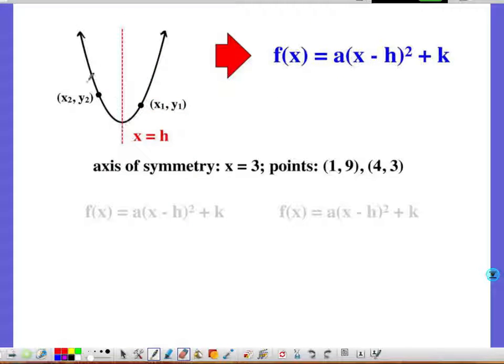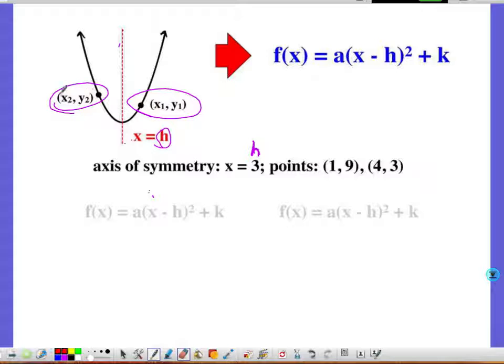Now, what if, for example, it does not give us the vertex, instead it gives us 2 points on the parabola, and it gives us the axis of symmetry. Now remember, the axis of symmetry actually tells us what h is. So how do we find the vertex form of the quadratic function if we just have 2 points and h, which we get from the axis of symmetry? So let's go ahead and begin. First thing we want to do is, since we know that we can get h from the axis of symmetry, h is going to be 3.